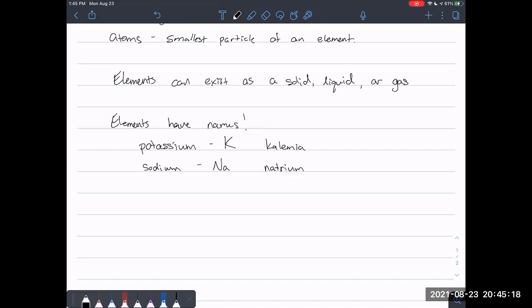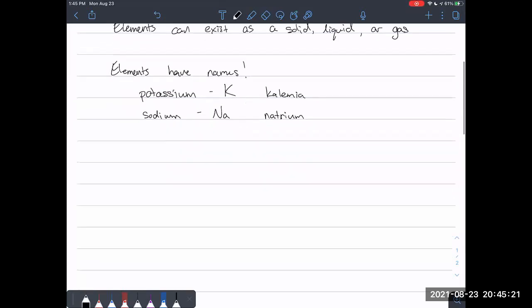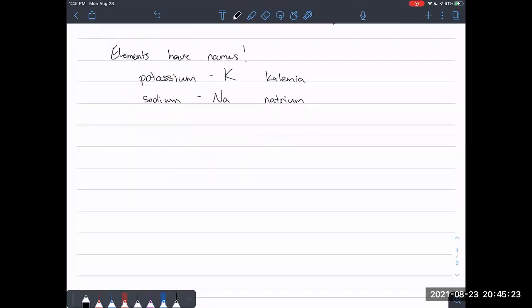We also have elements that are named for properties. For example, iodine comes from the Greek word iodes, meaning purple. We have elements that are named after places.